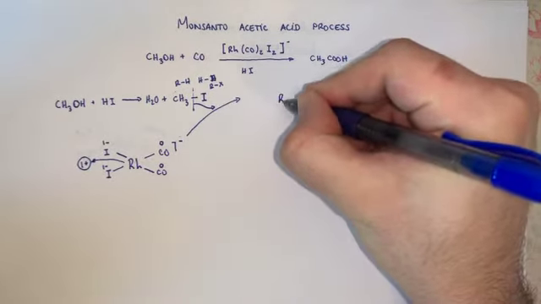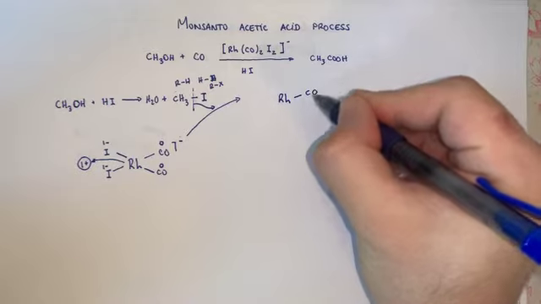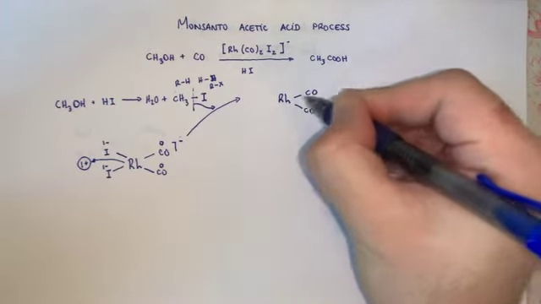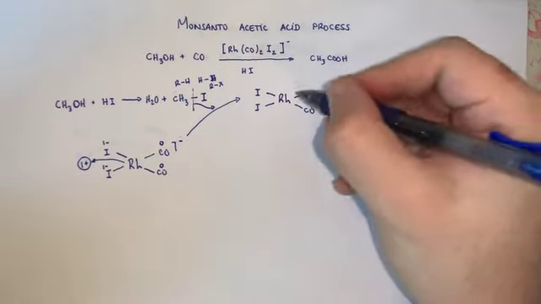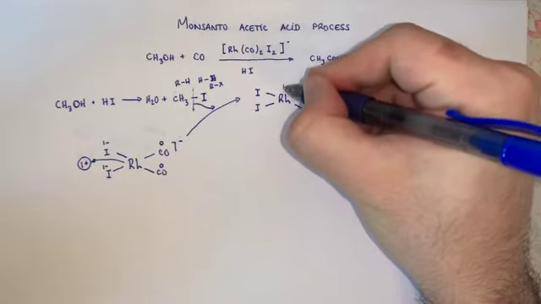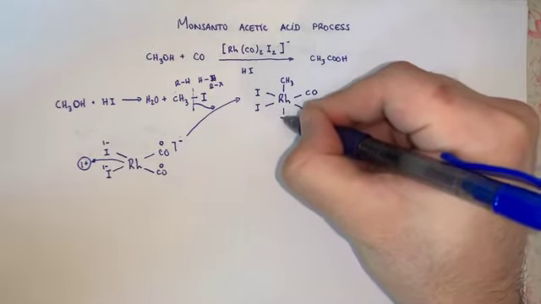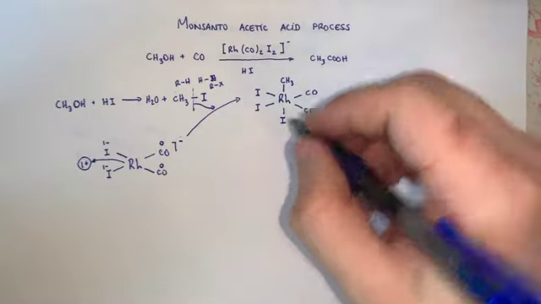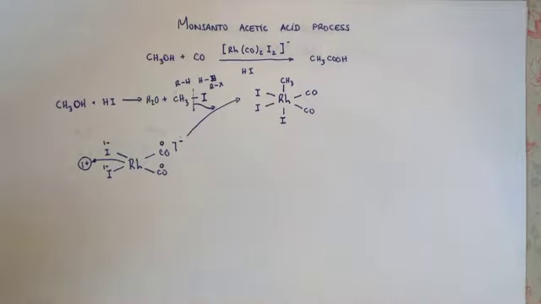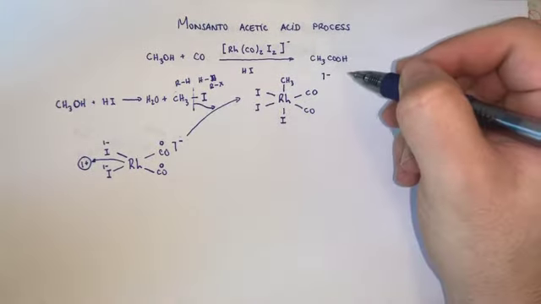So we still have rhodium at the center, CO here, CO here. We have the two iodide ligands, and now we added CH3 and another iodide in the opposite direction, okay? The opposite side of the CH3. And the net charge here is still 1-.